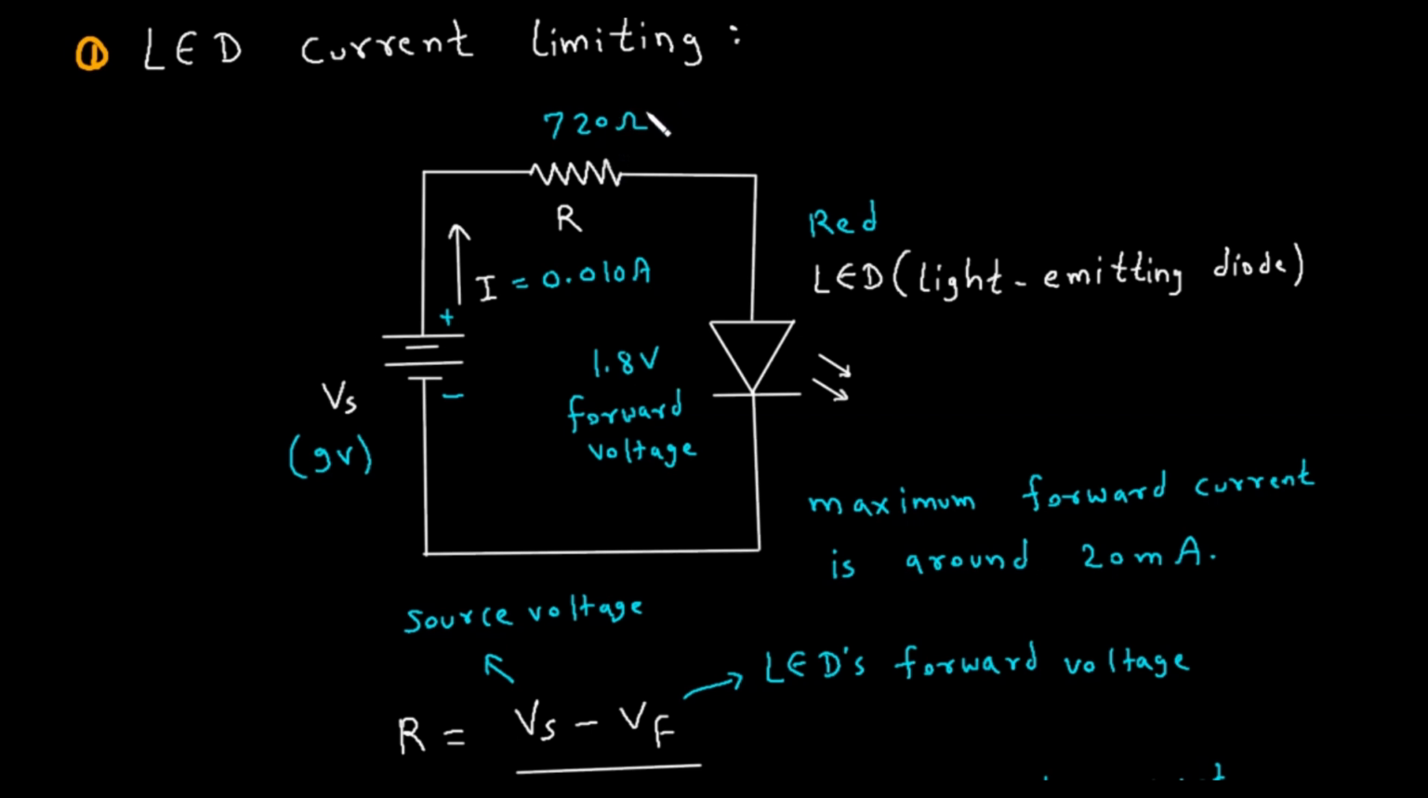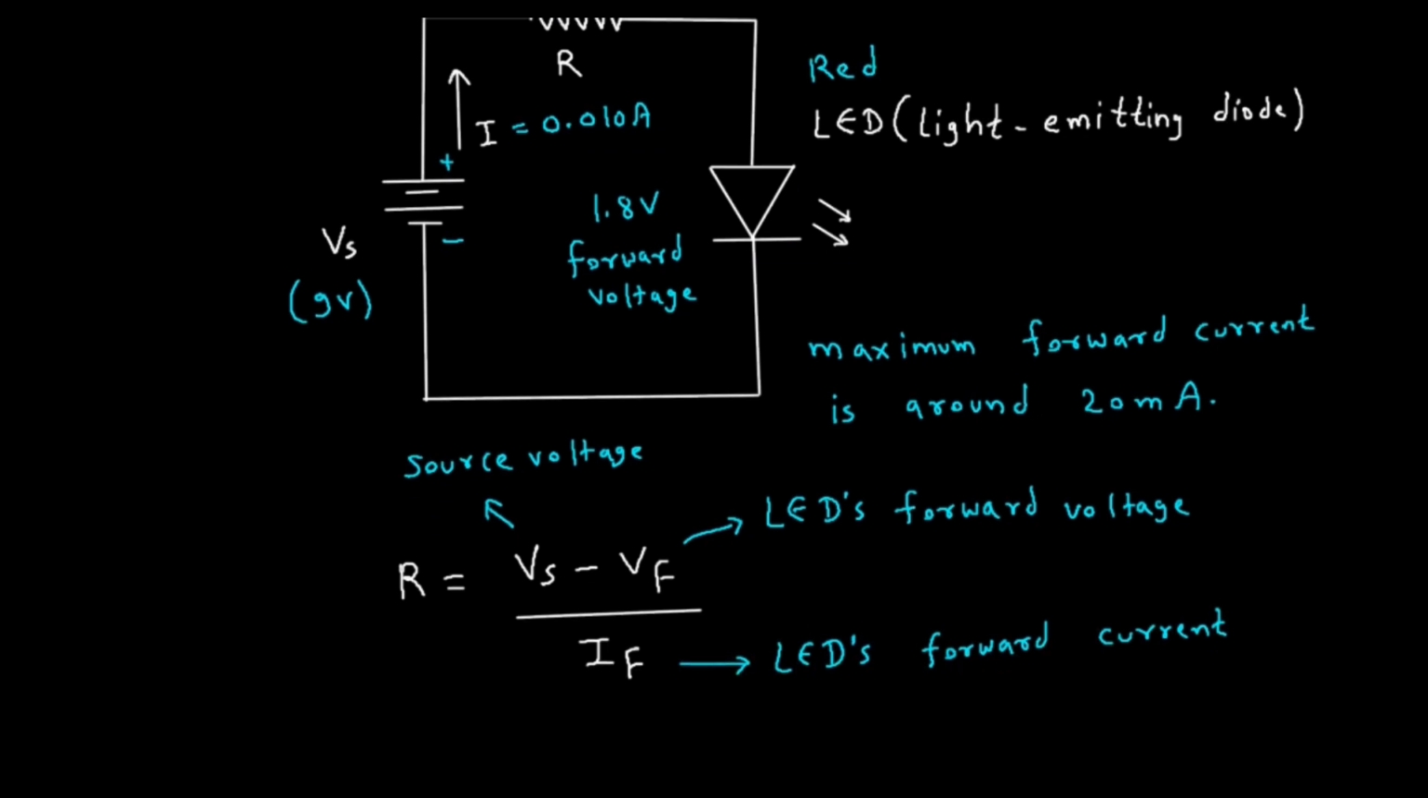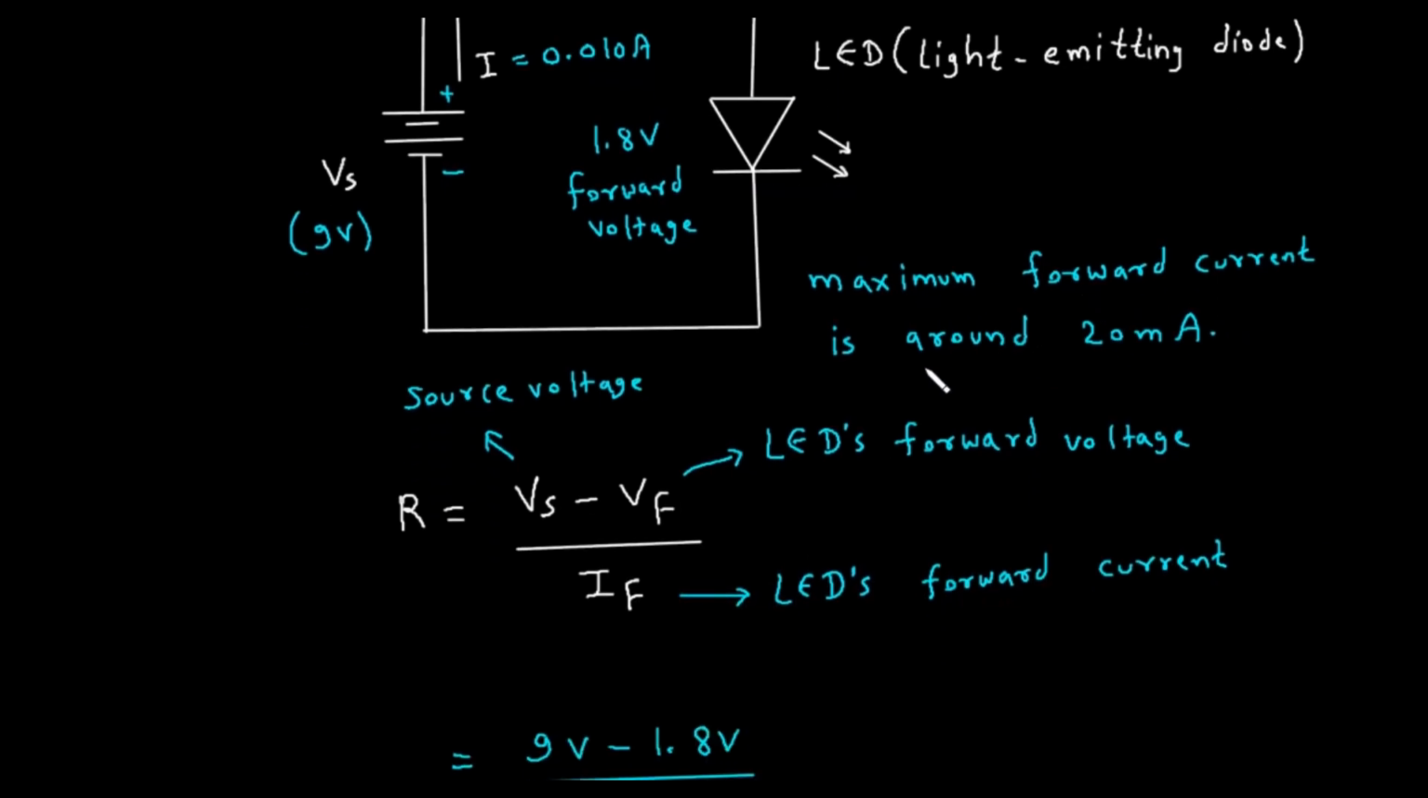Now if we increase the value of this resistor, then the current will decrease. And if we decrease the value of resistance, then the current will increase. But we need a proper value of current to get proper lighting of this LED. Otherwise, if we give too much resistance, then the LED will not glow. And if we don't give any resistance, this LED may burn out. So here the maximum forward current is around 20 milliampere for this LED.